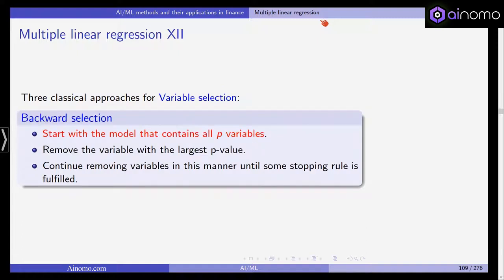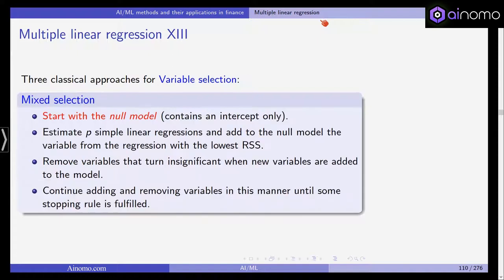Now in contrast, backward selection is the opposite. You start with a model that contains all potential p variables, and you remove the variable with the largest p-value, and then you go down and try to see which are the variables that are insignificant, and you continue removing variables in this manner again until some stopping rule is fulfilled.